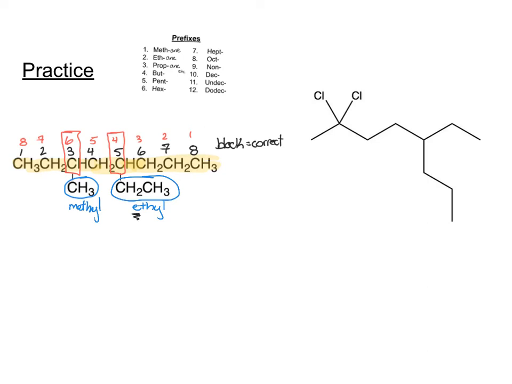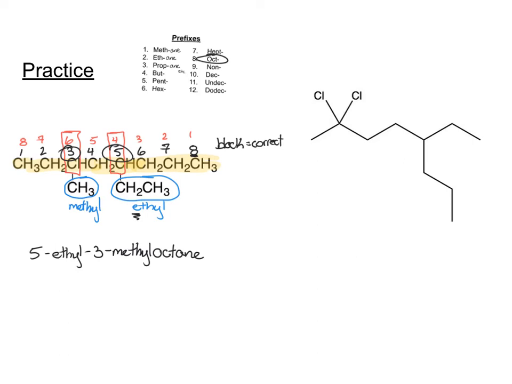Alpha order, so ethyl's going to come first. Ethyl is on carbon 5, so my name starts with 5-ethyl, then another dash because I have another substituent to list, 3-methyl, and then because that's my last substituent, no dash at the end there, I'm just going to attach it to the name of the parent chain, which starts with oct and ends in ane. So 5-ethyl, 3-methyl octane is how we would say that out loud.